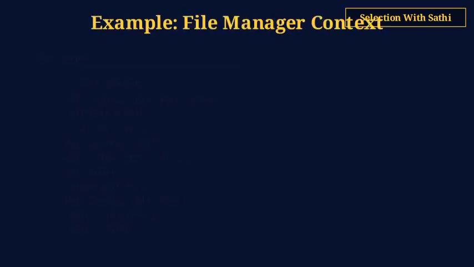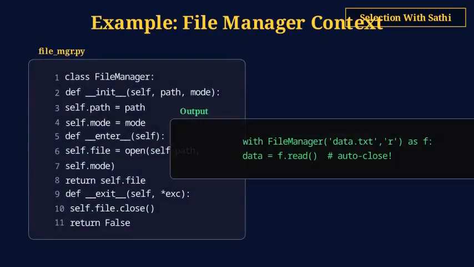Let's build a file manager context. The class stores the path and mode. __enter__ opens the file and returns the file object. __exit__ closes the file and returns false to let exceptions propagate. Usage: with FileManager as f, then read or write. Even if an exception occurs inside the with block, the file is guaranteed to close.